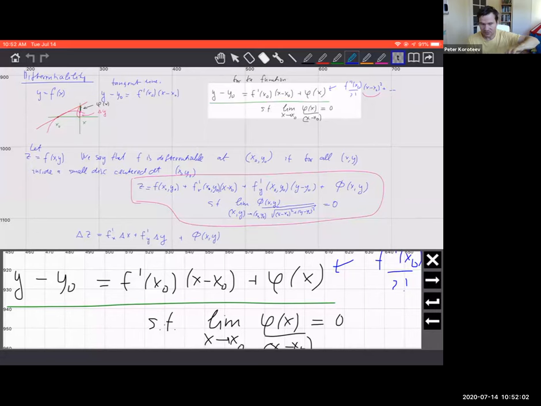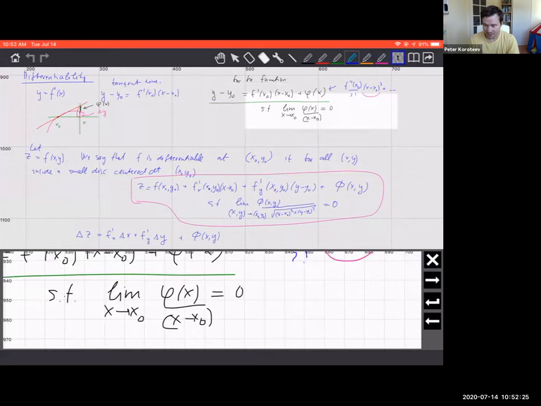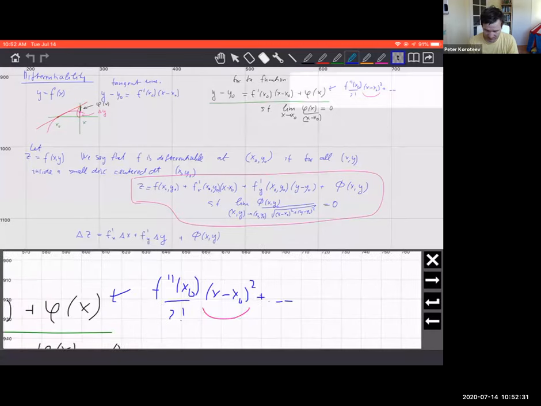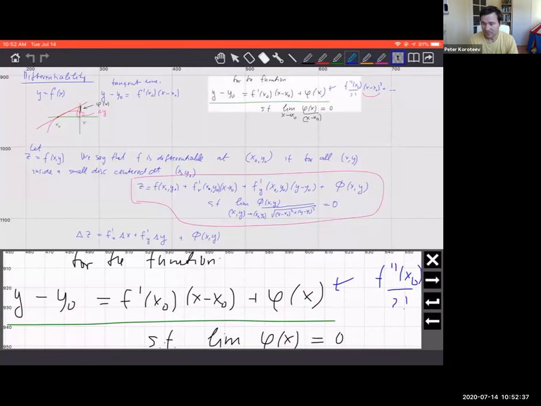But here, if you only require the first derivative to exist, then the change of the function, y minus y zero, is linearly proportional to the change of the argument plus a small correction. The only thing we know about the small correction is that it goes to zero faster than x minus x zero. If the function was differentiable infinitely many times, you could write the Taylor series expansion around x equals x zero, and this phi of x will contain all the higher terms in the Taylor expansion.